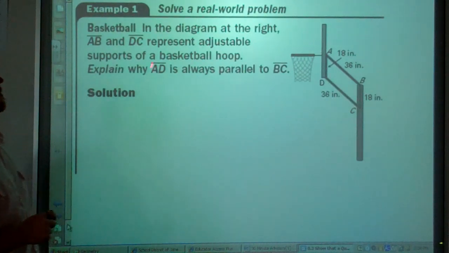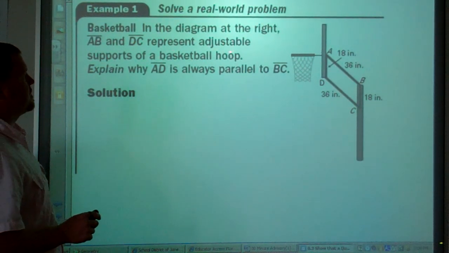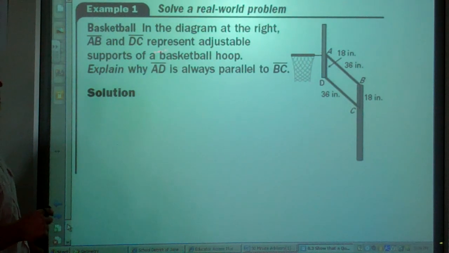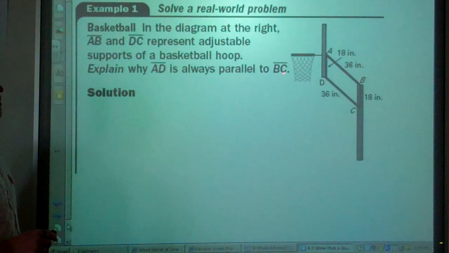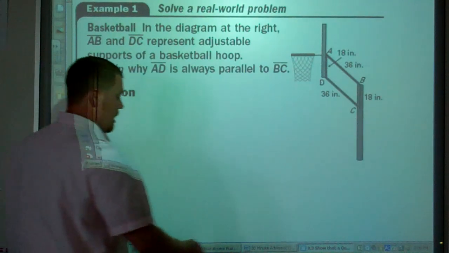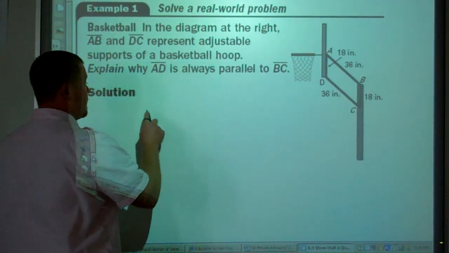So in the diagram to the right, segment AB and segment DC represent adjustable supports of a basketball hoop. Explain why segment AD is always parallel to BC. Why is the hoop, the backboard, always parallel to the pole? And it goes back to this definition.